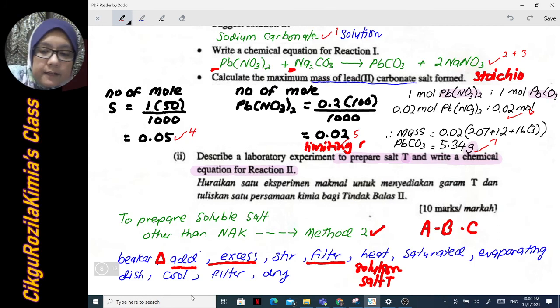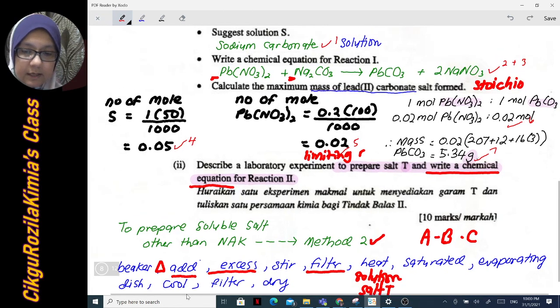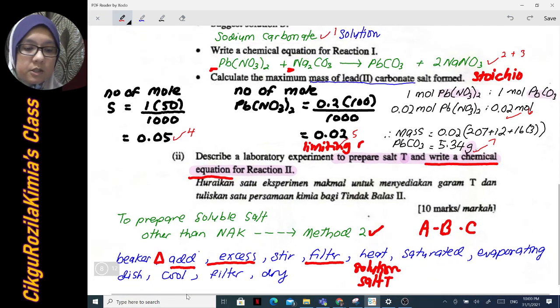After that, write the chemical equation. So, the chemical equation has 2 marks. 8 marks for the procedure earlier. Okay, so we take a look. Is it there? Okay, so the chemical equation I leave to you. Try to do it correctly. Make sure it is balanced. Okay, thank you very much. We will discuss number 10 next.